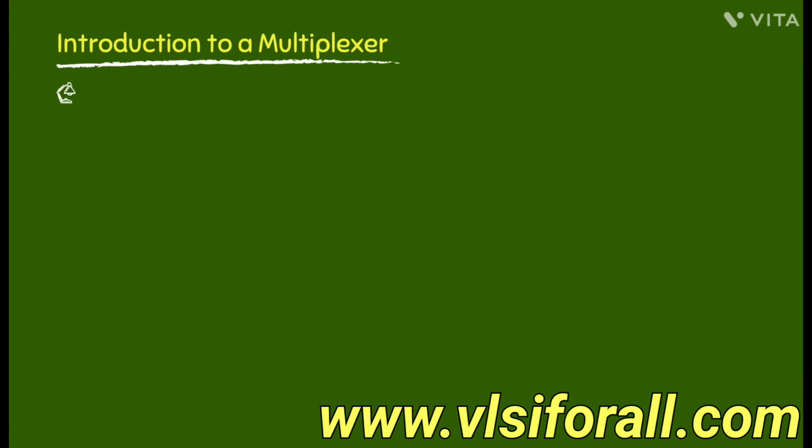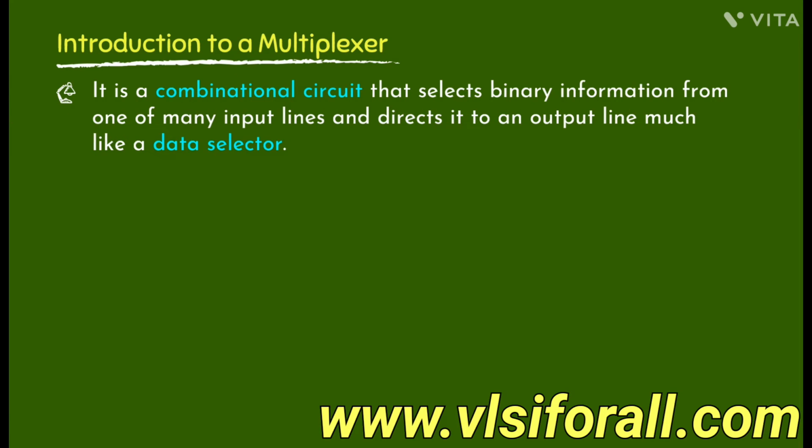Let us now look at the introduction to a multiplexer and try to understand what a multiplexer actually is. So, a multiplexer is a combinational circuit that selects binary information from one of many input lines and directs it to an output line, much like a data selector. That means this is a combinational circuit. That means it does not involve any timing elements. And what is its functionality? Its functionality is that just like a data selector, it selects binary information from many of the input lines and it directs it to an output line similar to a data selector.